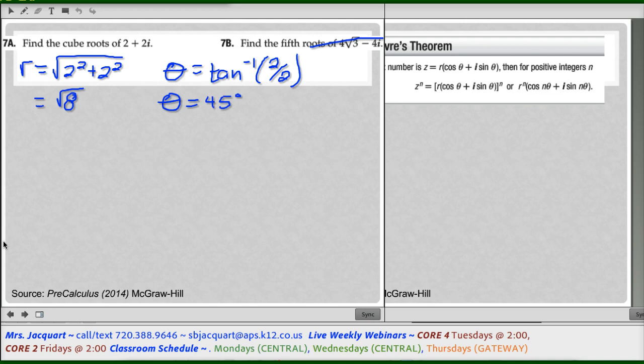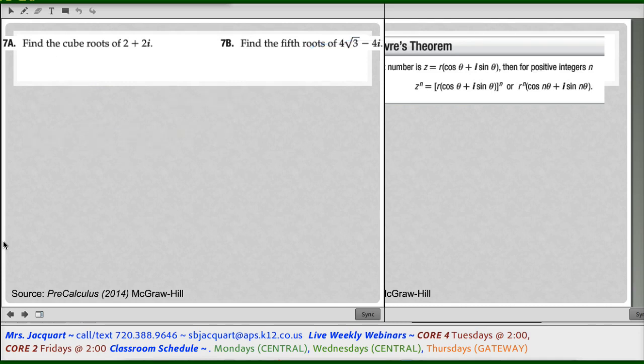So we're looking for the cubed root. So let's write our z though. Equals r, square root of 8, and then we're going to do cosine 45 degrees. Okay, so we just remember square root of 8 and 45 degrees.